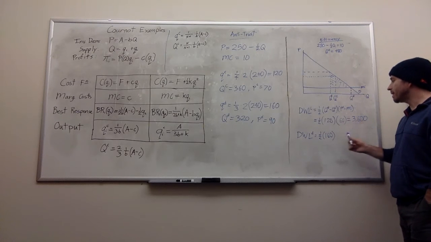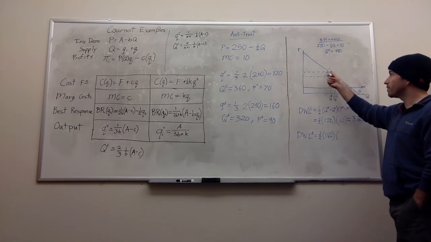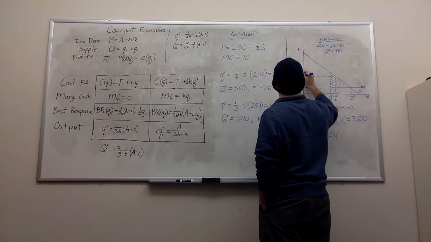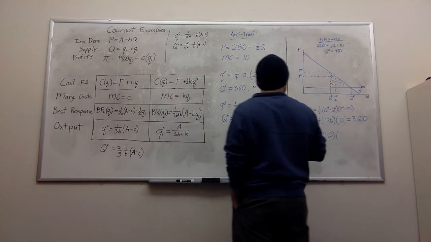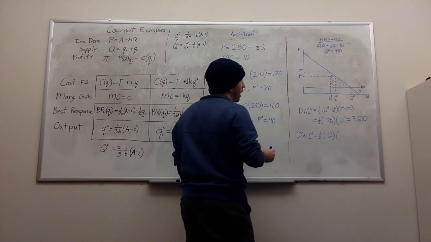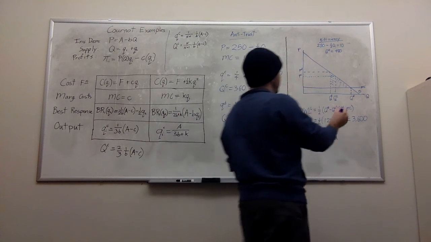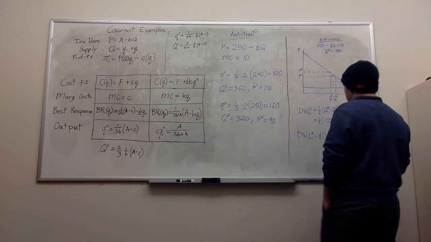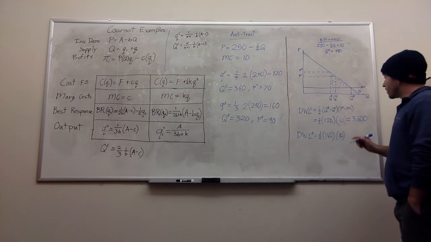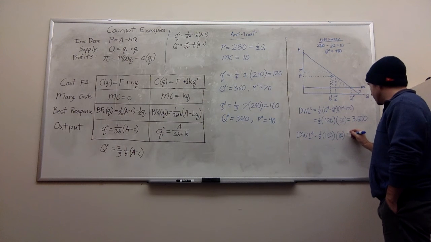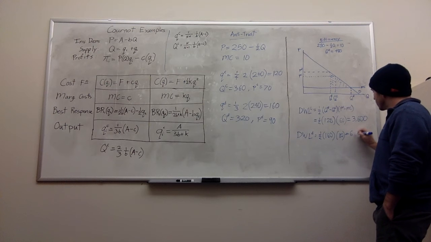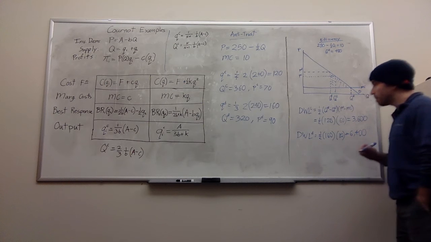And then PD minus MC for the other part of the triangle, right? I guess I can put the notation up here. PD, PC, and that PD was 90, so 90 minus 10 is 80. 1/2 of 160 times 80 is 6,400.